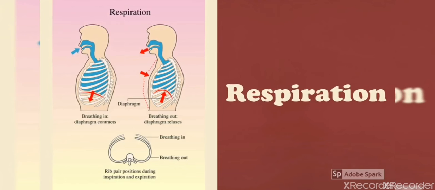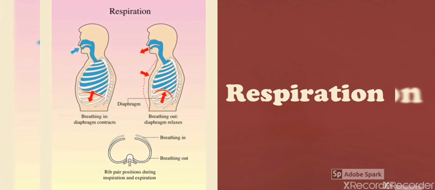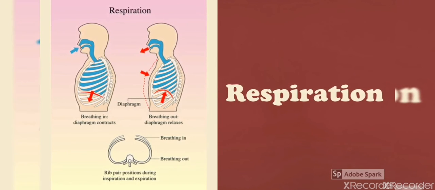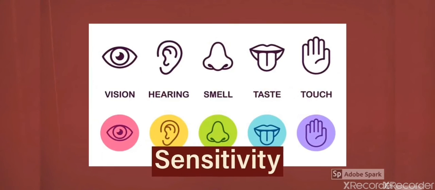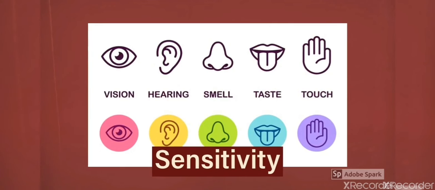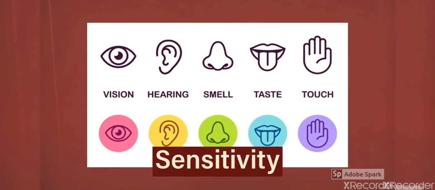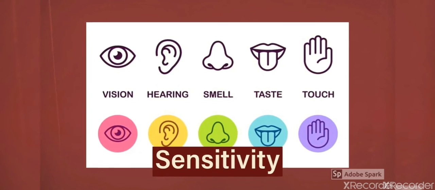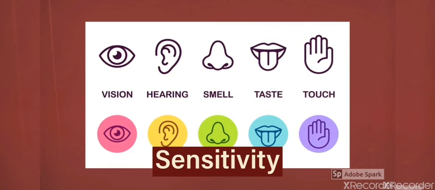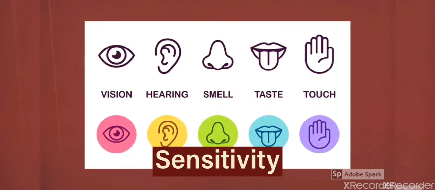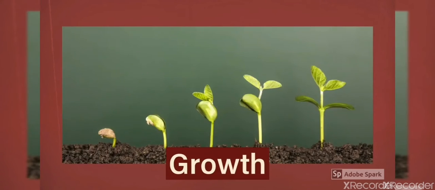R is for respiration, and this means breathing and making energy from the oxygen in our air. S is for sensitivity, and this means being able to detect our surroundings. We have 5 senses, but plants really only detect light and gravity.